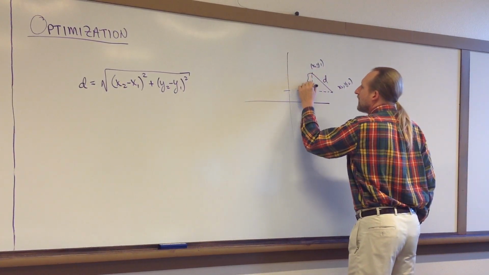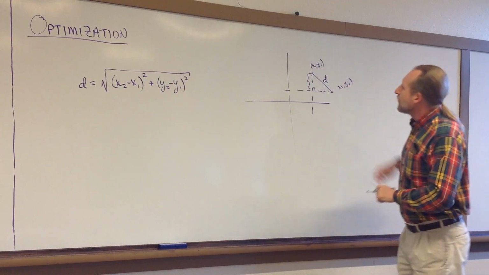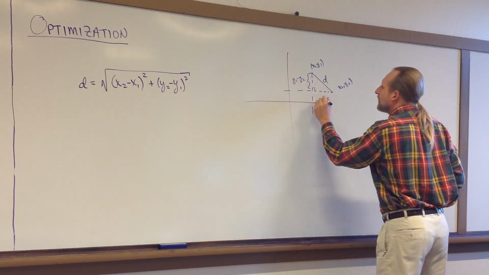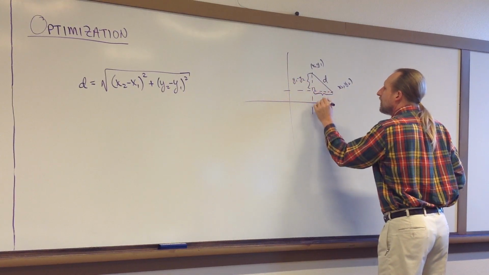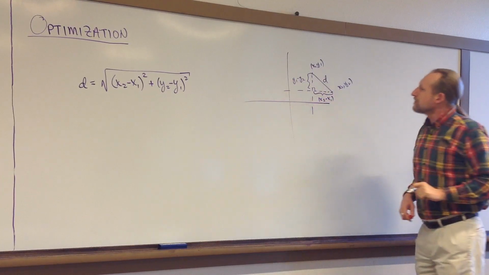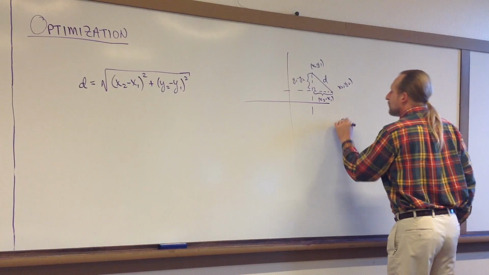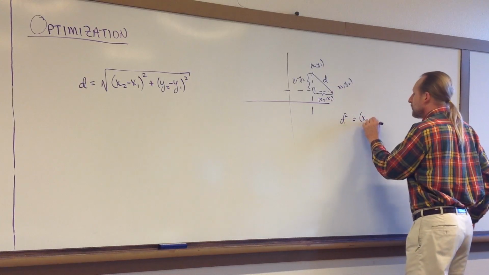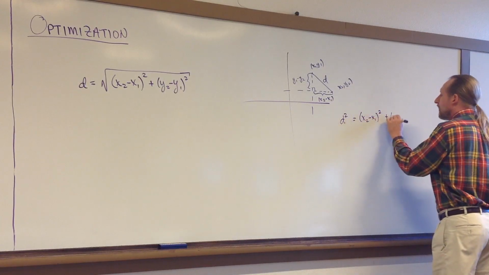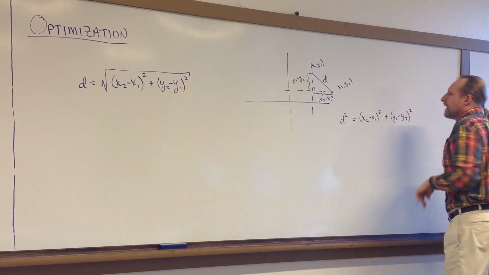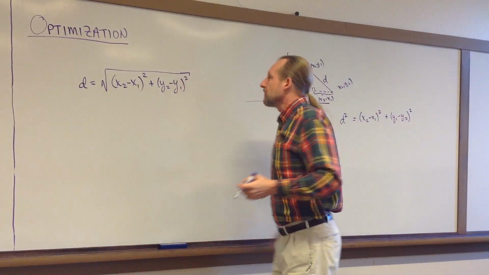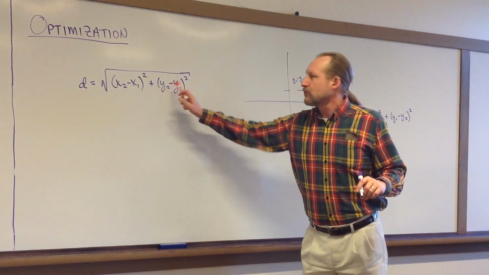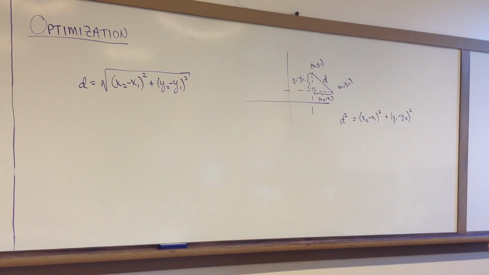This side of the right triangle is y1 minus y2, because the y1 is bigger, right? This one down here, this side of the triangle, is x2 minus x1. Okay? So, if we use the Pythagorean theorem, d squared is going to be x2 minus x1 squared plus y1 minus y2 squared. Now, it doesn't matter whether you flip these around. I'm just saying that because this one is y1 minus y2, this one's y2 minus y1. In the end, it really doesn't matter which one you do.